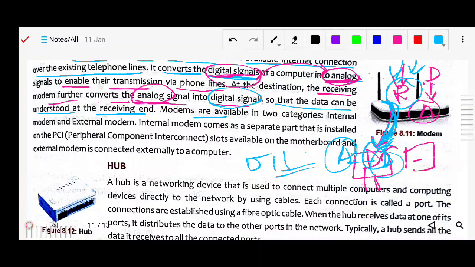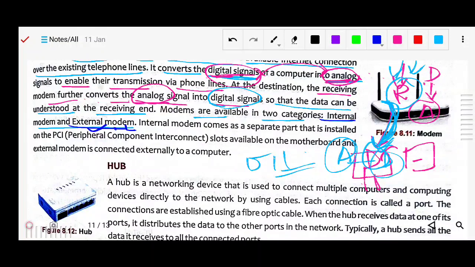The modems are available in two categories: internal and external modem. Actually this external modem is divided again into two parts, external and PC card. The PC card is your portable modem, which can be carried from one place to another. So there are three types of modem: internal, external and PC card. The internal modem is fitted inside your computer, or comes pre-installed with your computer.